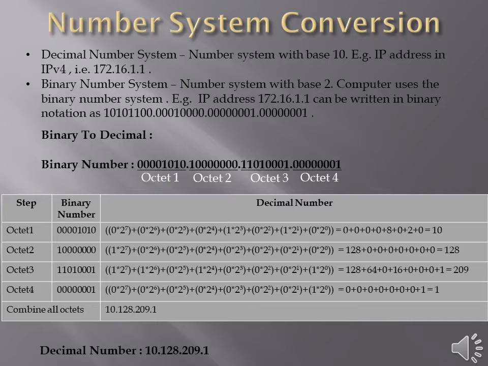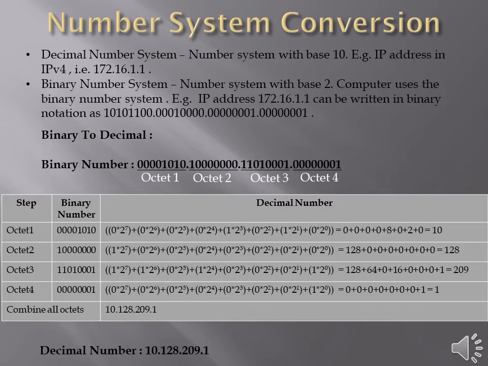Then the next bit to the left, the second last bit, would be multiplied by 2 raised to power 1. Again, the third last bit would be multiplied by 2 raised to power 2. Then it will increment and go up to 2 raised to power 7 for all 8 bits.